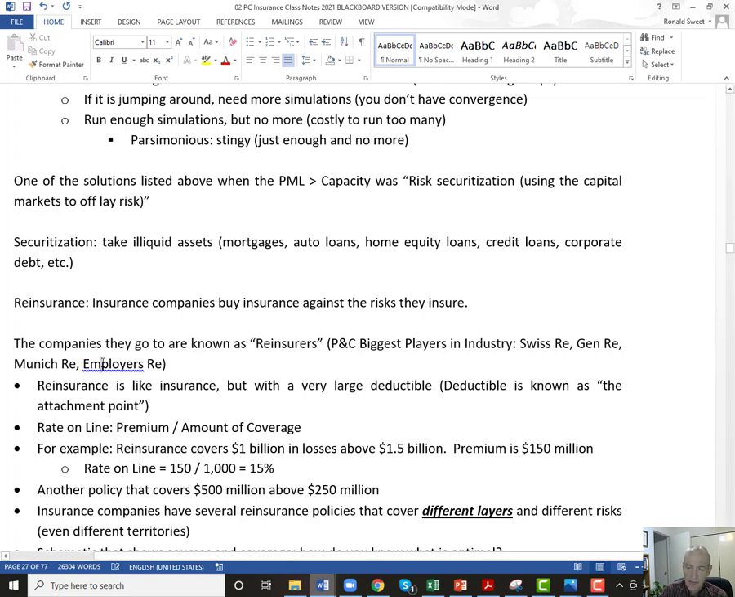Employers Re is a good example. That's the reinsurer that General Electric owned, and they've really done badly in their financial services side. I think they've been trying to sell off Employers Re, but those are the big ones. Swiss Re, Gen Re, Munich Re, Employers Re are the big ones we generally hear of.